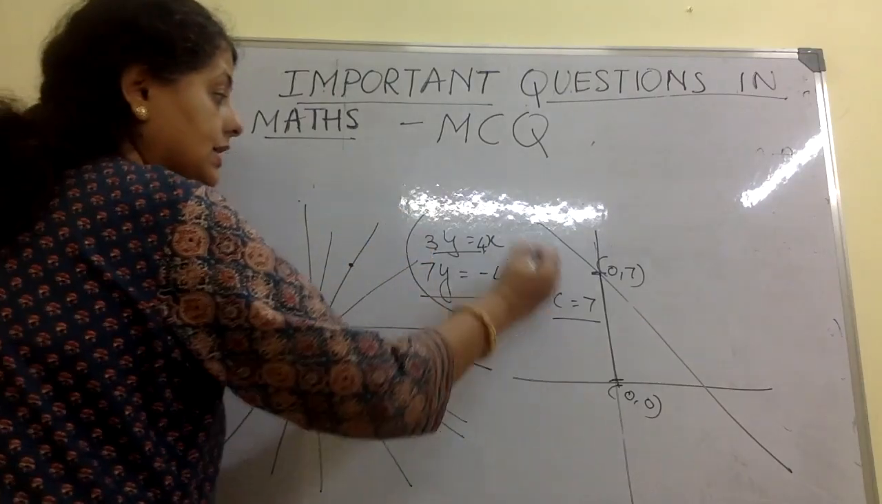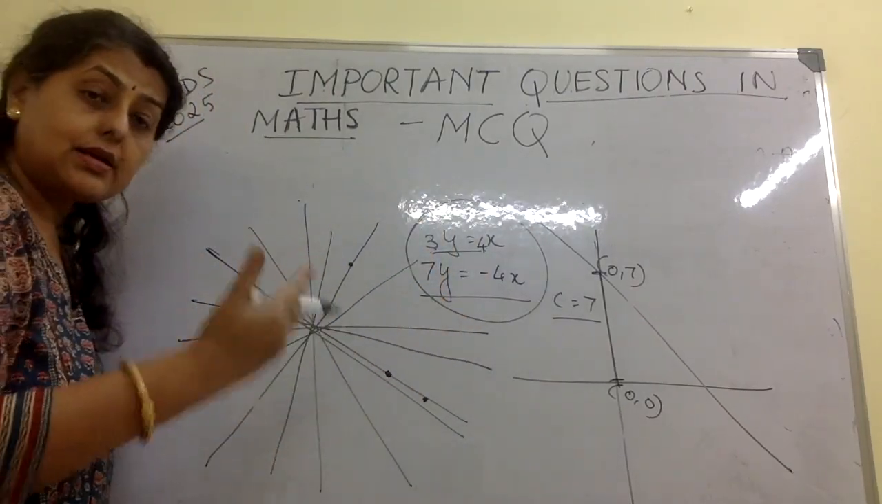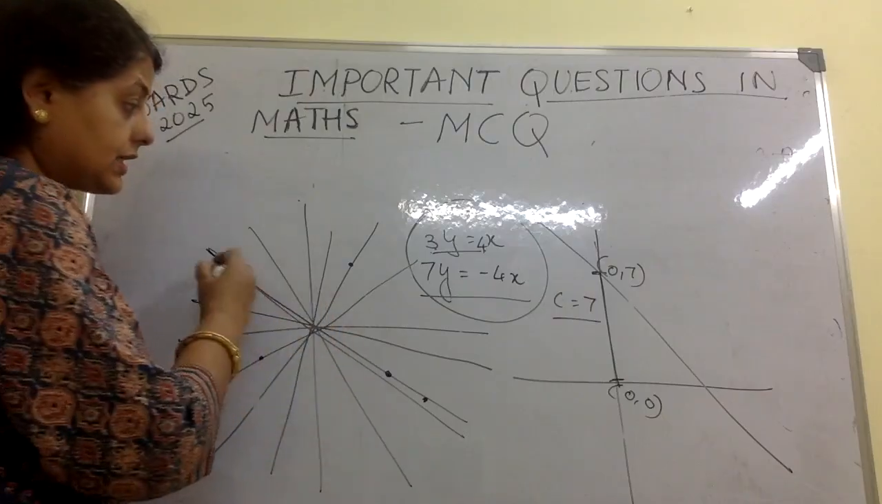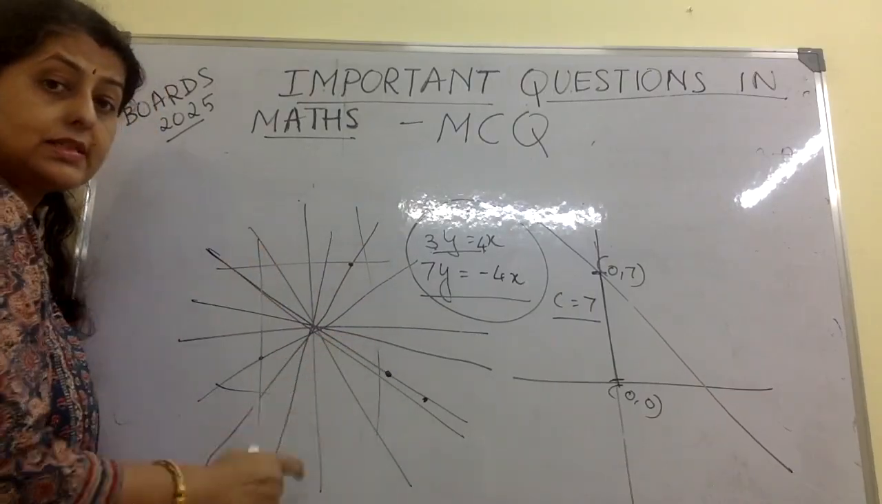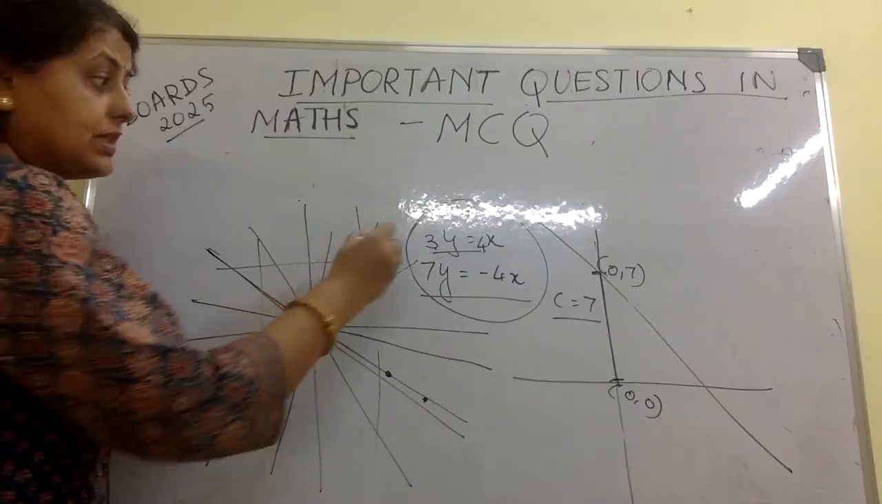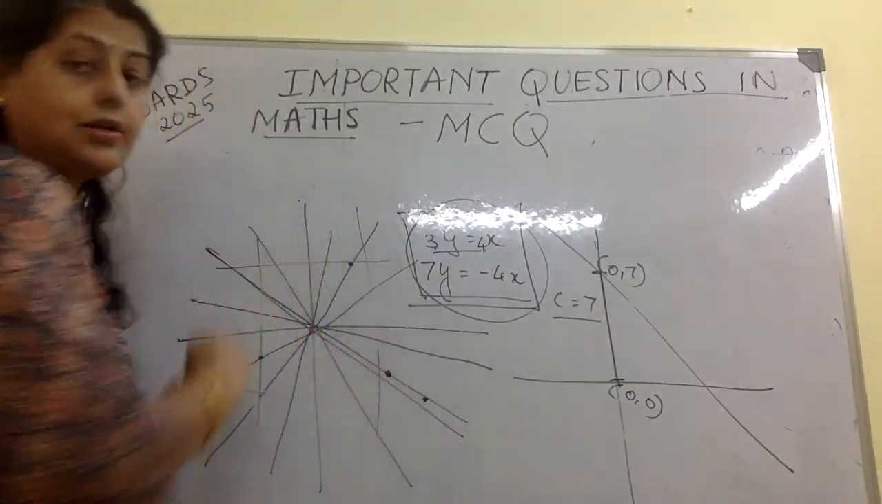So you have to understand, on seeing these lines also, you should start recognizing. Before this I gave the parallel ones. Now I told about this. So these are the lines which pass through the origin.